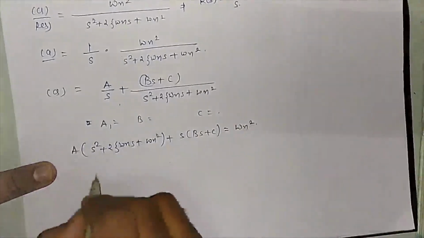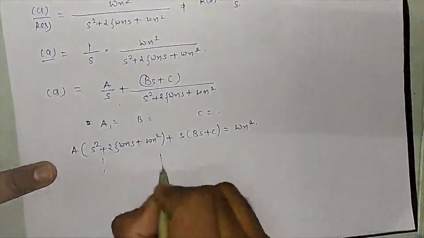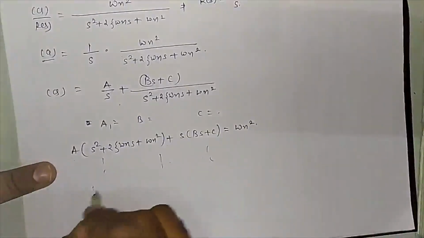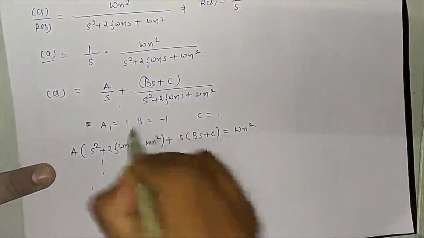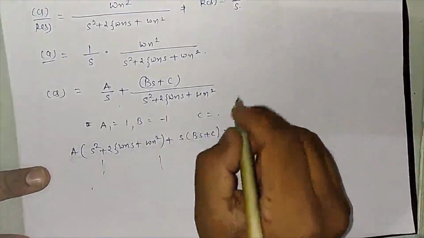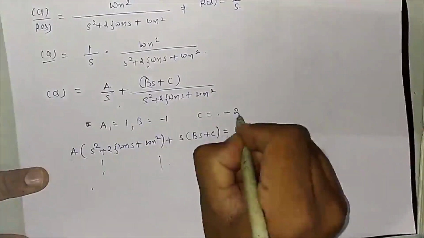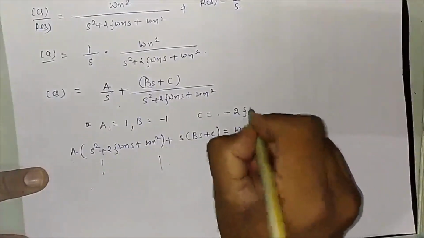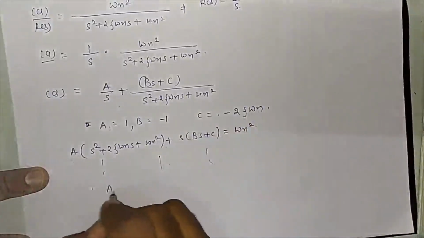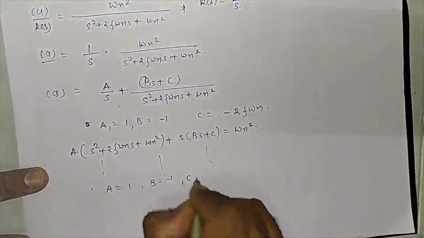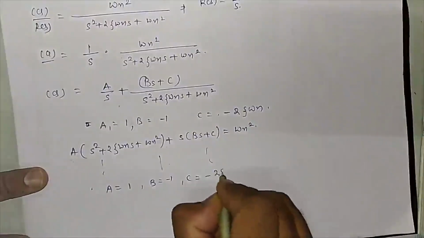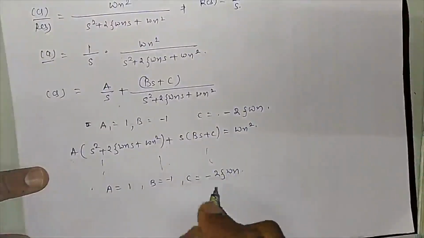If I do so, I will get, you need to complete this as a part of homework also, A is equal to 1, B is equal to minus 1, and C is equal to minus 2 zeta omega n. Okay, rewriting over here, A is equal to 1, B is equal to minus 1, and C is equal to minus 2 zeta into omega n.